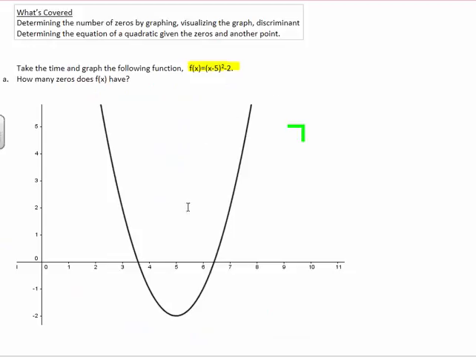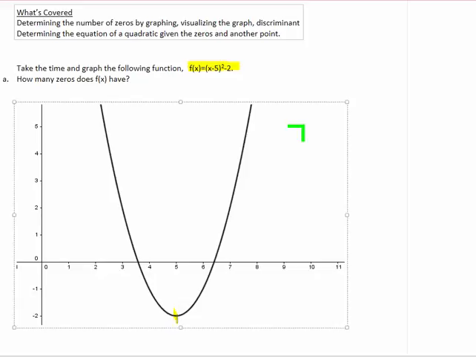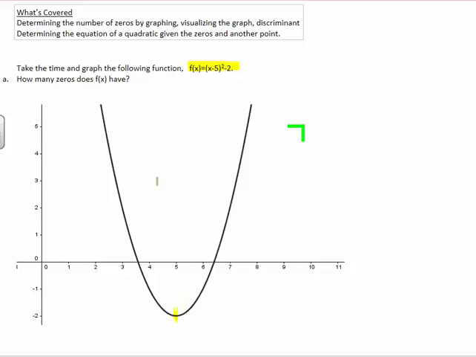If you've done the graph correctly, you will get the following here. You can see that you have a vertex at +5, -2, and your graph opens up because your A value was +1. So our question in question A says, how many zeros does f of x have? So a 0 happens anywhere where it's touching the x-axis. So there's a 0 there and a 0 there. In both of those places, the x value is about, let's say 3.5 there and about 6.5, but both the y values are 0, hence the term zeros.